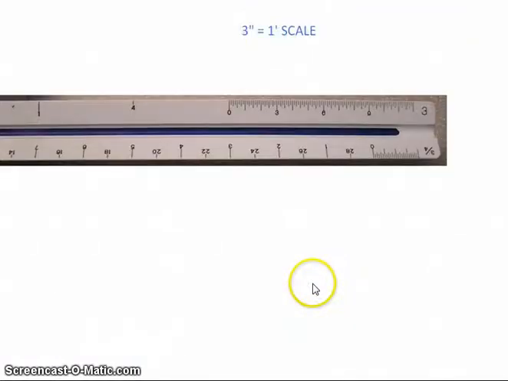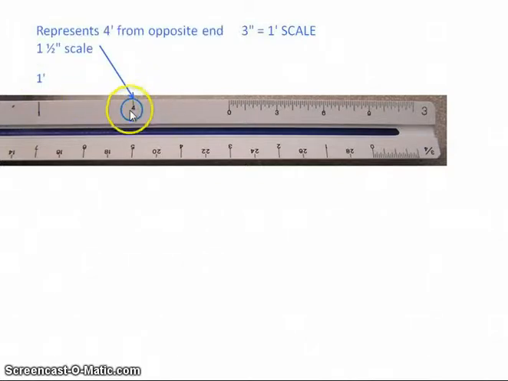So, looking at this scale, it represents 3 inches equals 1 foot. That is going to be from 0 all the way over here to 1, which is our first foot. Remember, the numbers in between that do not go in order are from the opposite end of the scale. This example shows that this mark right here is 4 feet. This is from the opposite end of the scale, which is 1 1/2 inch equals a foot.